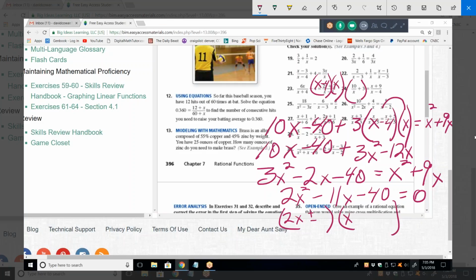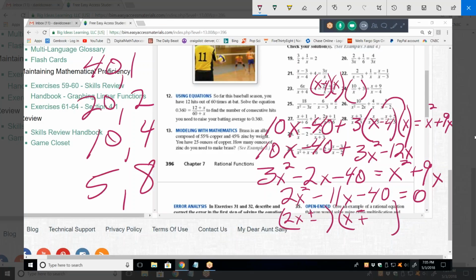So 40 and 1, 20 and 2, 10 and 4, 5 and 8. And that should be it. Which are the two closest together? 5 and 8. That's what I'm starting with. 5 there, 8 there, gives you minus 16 plus 5. Bingo. Got it on the first try.